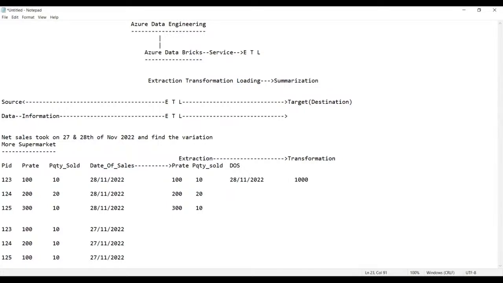1000. Very good. 200 into 20 means what? 4000. And the next one is what? 3000. So now guys, 1000, 4000, 3000. Now you have performed some arithmetic operation. Now sum all the values, 1000 plus 4000 plus 3000. What is the total sum? Can you tell me? 8000. Am I right?